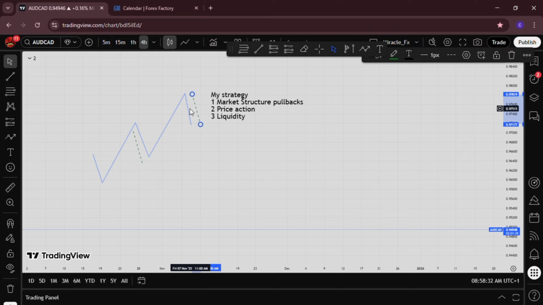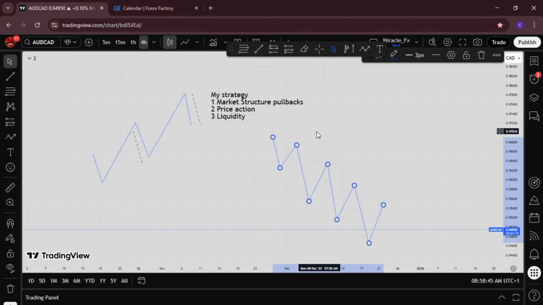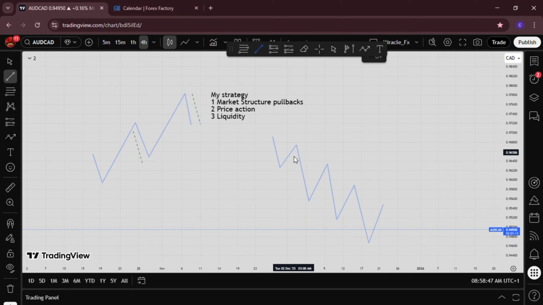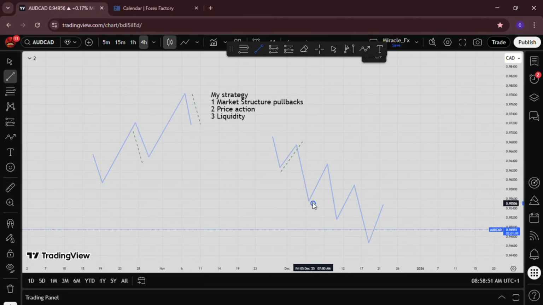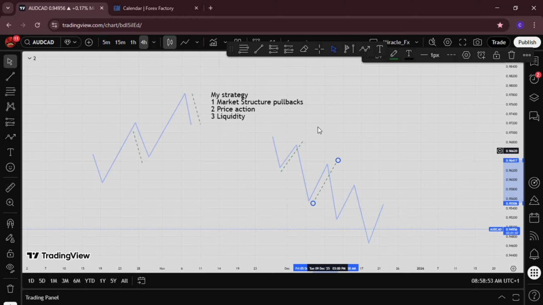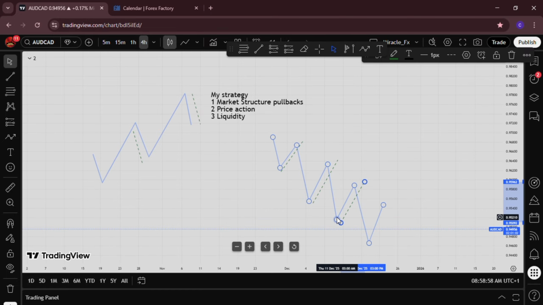While in a bearish trend, I'll be looking for buys because the pullback is going up. This is a pullback going upwards. This is a pullback, there's another pullback here. So this is why I'll be looking for my buy position in a bearish trend. Okay, so it's very simple.